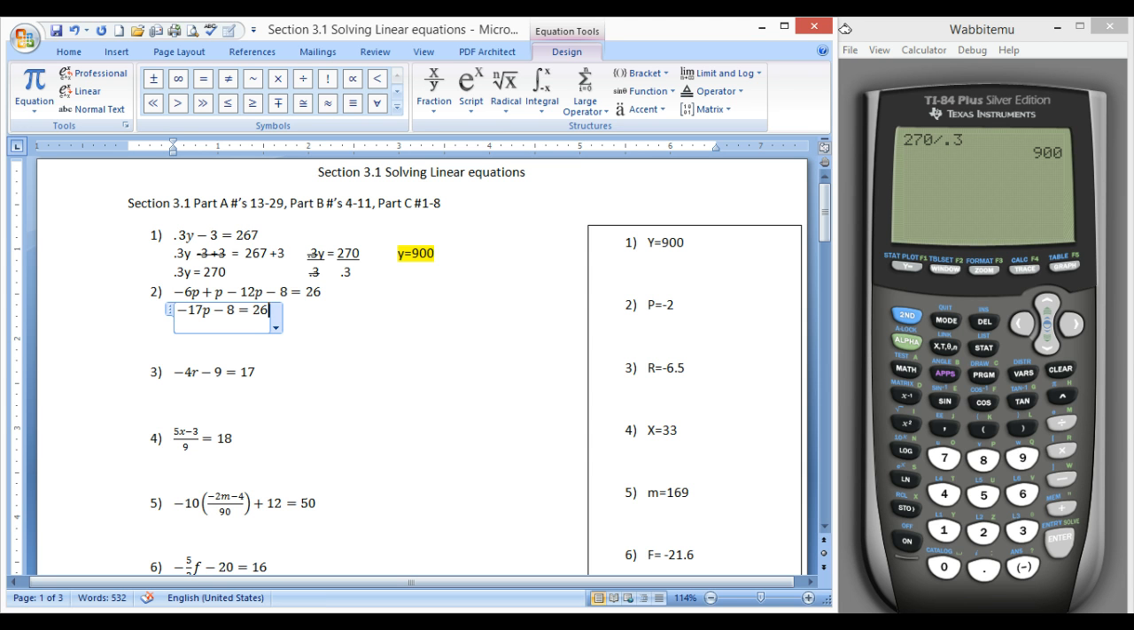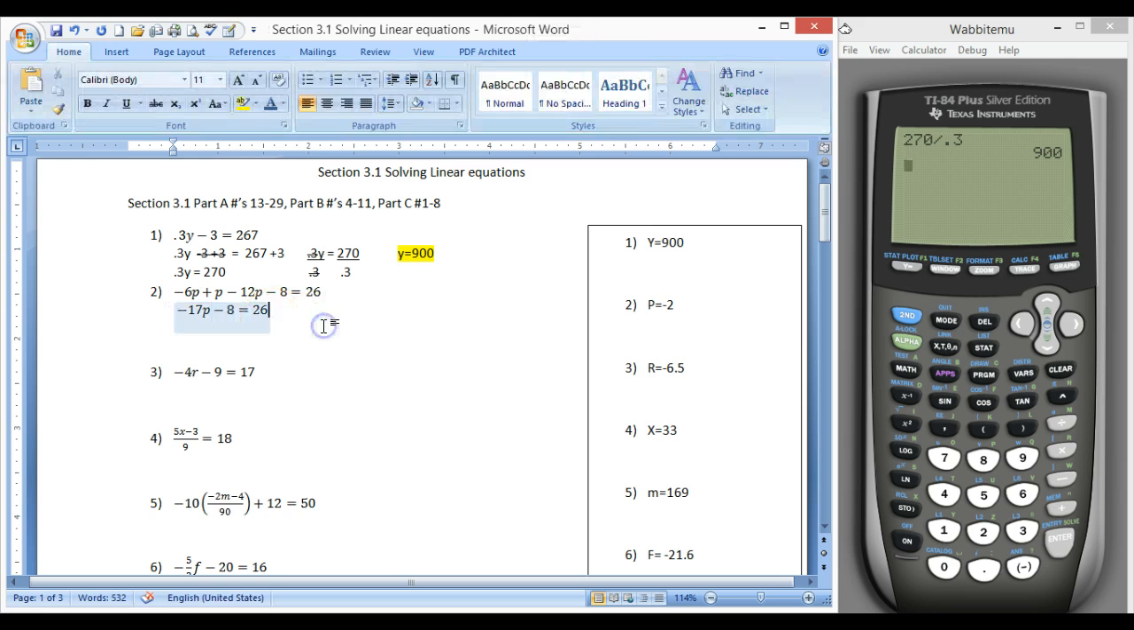Okay, so now the next thing I need to do is get the p all by itself, and I look at all of the operations happening here. I have a multiplication sign here with the 17 and a subtraction with the 8. And again, I'm going opposite and backwards of the order of operations. So I want to get rid of this negative 8 first by adding it. So the opposite.